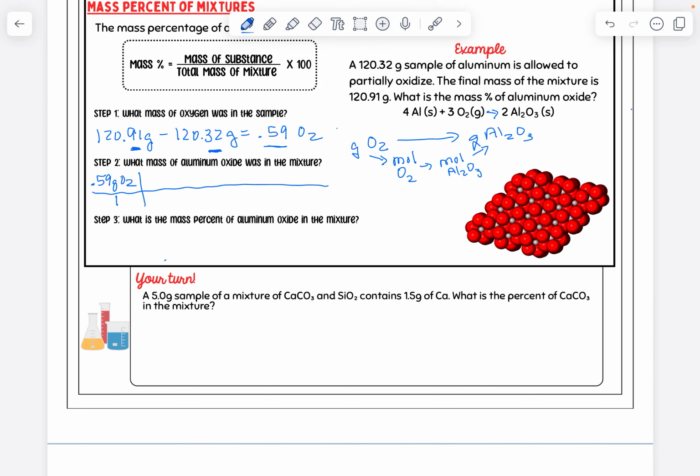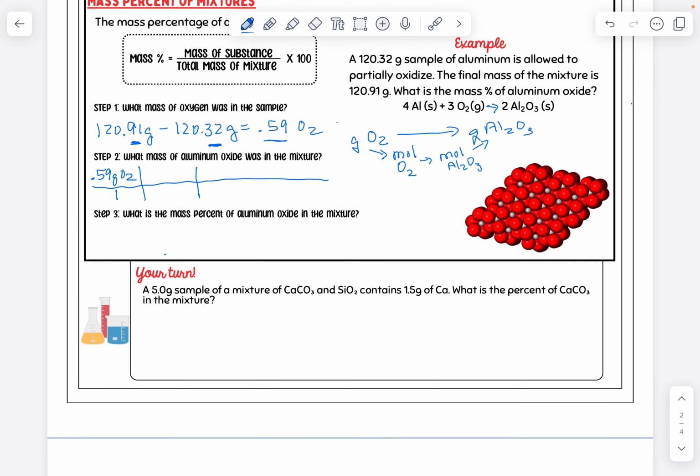And I put that over 1. And I have to convert that to moles. So in order to do that, I find the molar mass. So for every 1 mole of oxygen, I have 32 grams of oxygen. Each oxygen is 16 grams on the periodic table. And I cancel my grams.